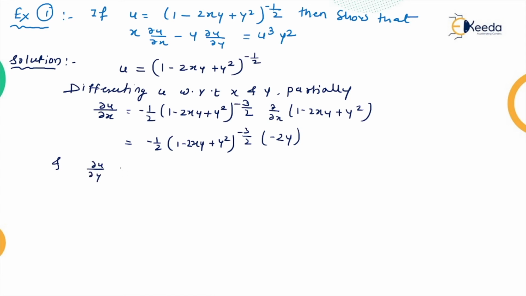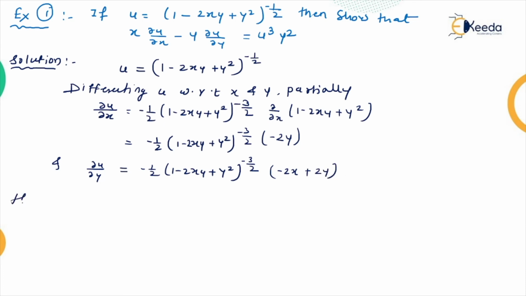Similarly you have to take ∂u/∂y. So with respect to y it is minus 1 by 2, again (1 − 2xy + y²) to the power minus 3 by 2, times the derivative of this bracket with respect to y. So the derivative of 1 is 0, minus 2xy gives minus 2x, and plus y² with respect to y gives only 2y.